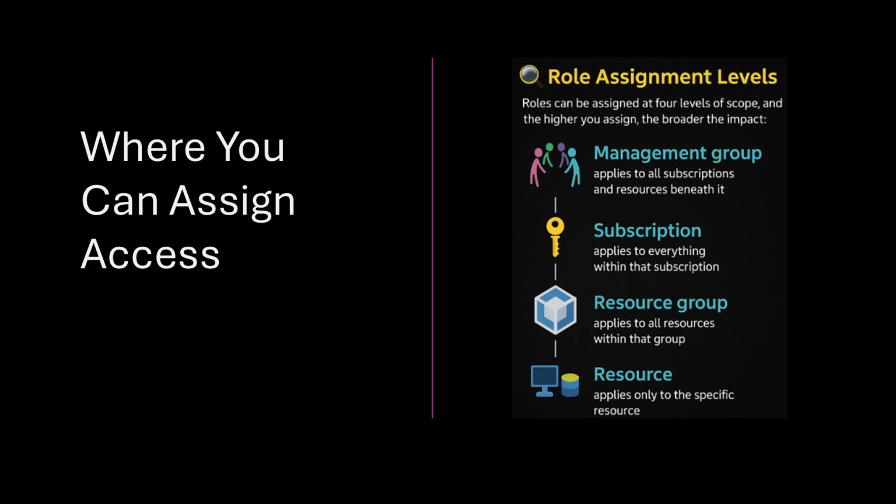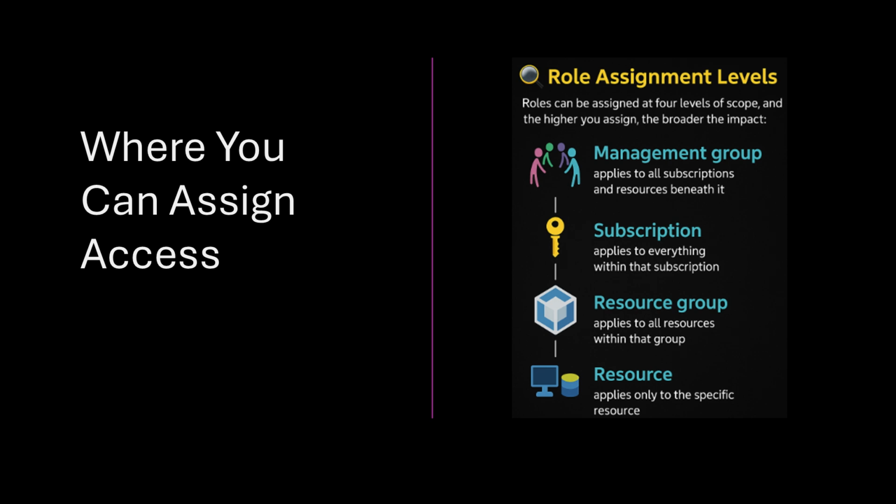One of the most important things you need to grasp is inheritance. If you assign someone a role at the subscription level, that access automatically flows down to all resource groups and individual resources within it. So, don't just look at the resource level. Check higher up in the hierarchy too. Always confirm whether access is directly assigned or inherited from a broader scope.